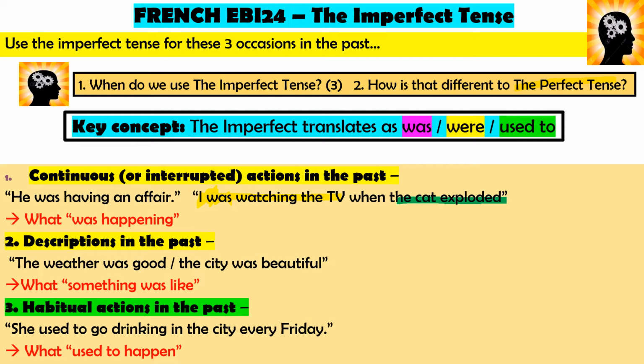It's different from the perfect. The perfect is a completed action. I did my homework. The imperfect expresses an ongoing action. I was doing my homework.